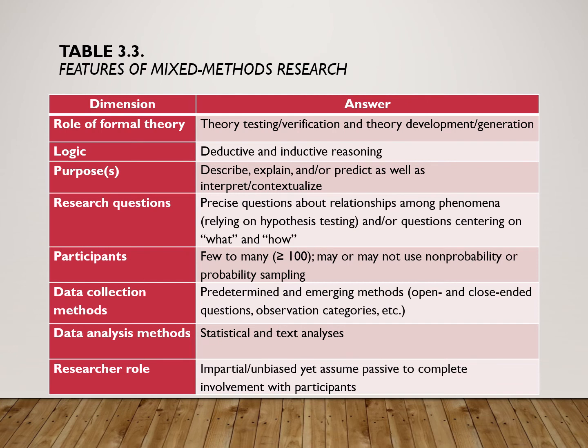The purpose could be to explain and/or predict, as well as interpret and contextualize. So we get a grander picture, a more robust picture, I'll say. Our research questions could be precise about relationships among concepts, or they can center on specific things like what and how. Again, our participants can be a few to many, and we may or may not use random sampling. Data collection could be varied, from predetermined and emerging methods, open and closed-ended questions, and observation categories, to surveys. Our data analysis methods could be statistical or text and image analysis. And the researcher's role could vary quite a bit, from impartial and unbiased to complete involvement with the participants.